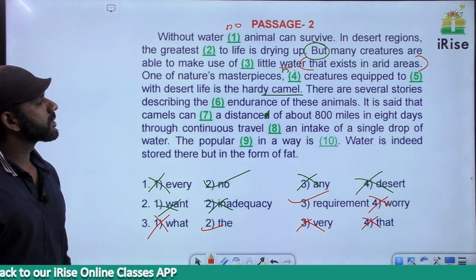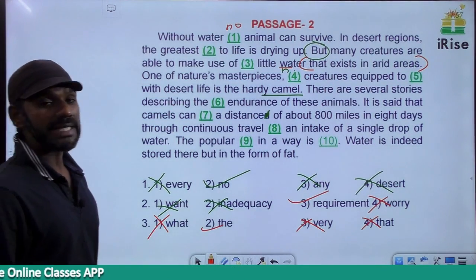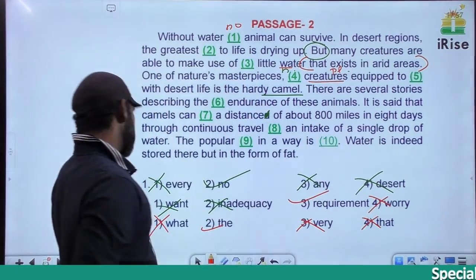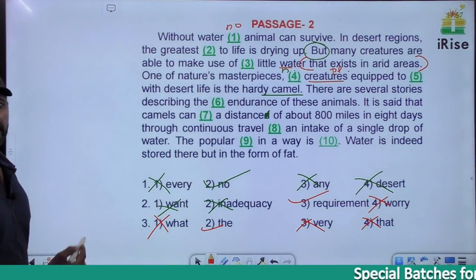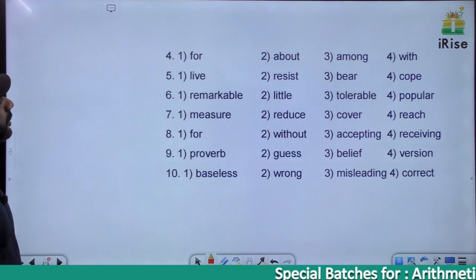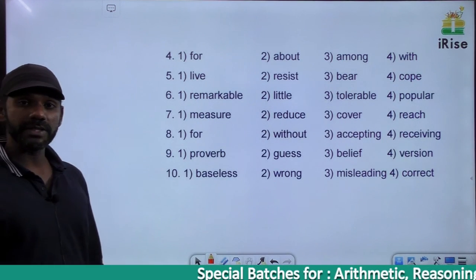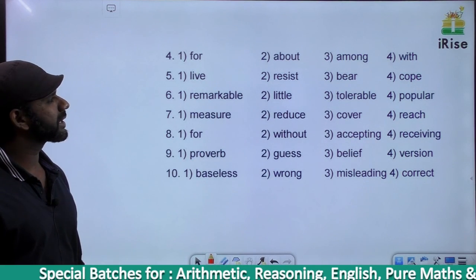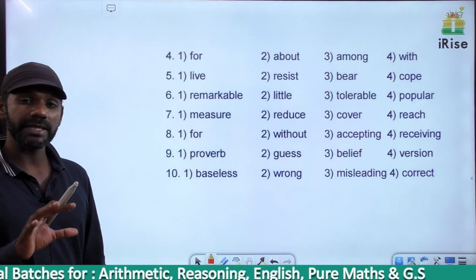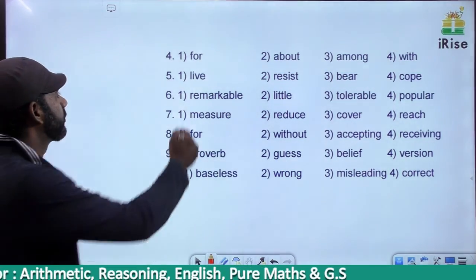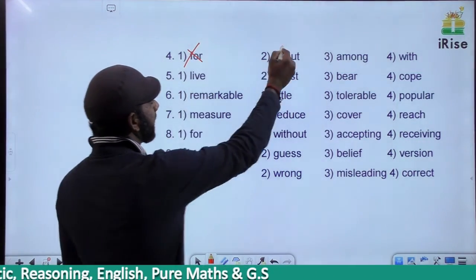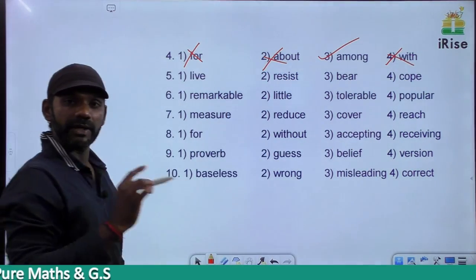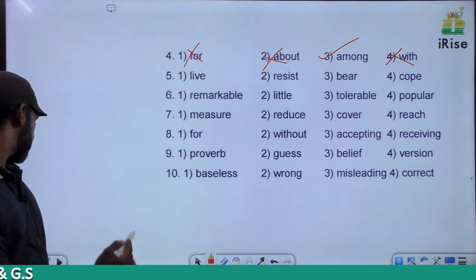One of nature's masterpieces dash creatures. Creatures is a plural noun, right? One of nature's masterpieces dash creatures. Come to the options related to blank 4. For creatures, about creatures, with creatures, among creatures. Creatures means more than 2. For creatures does not fit. About creatures does not fit. With also does not fit. It must be among. If you have any doubt, read the whole sentence.